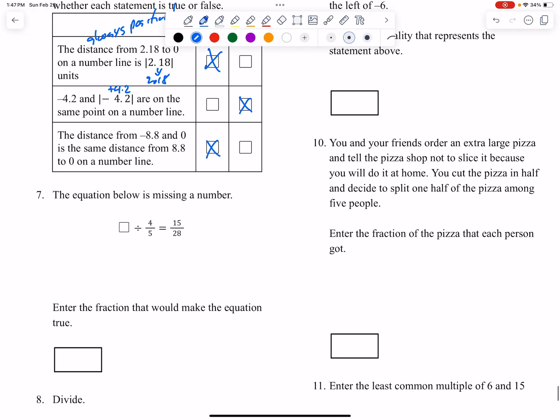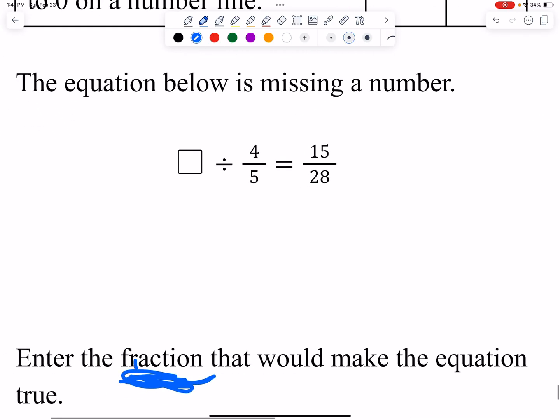Okay. All right, which equation? The equation below is missing a number. Enter the fraction. They literally told you it should be a fraction that would make the equation true. So what do we know about fractions? If you've taken that quiz already, it was a bunch of fractions. We had to add, subtract, multiply, and divide them. You should have learned that the first fraction, you keep it the same. When you divide it, you change it to multiplication. And the second fraction, you got to flip it.